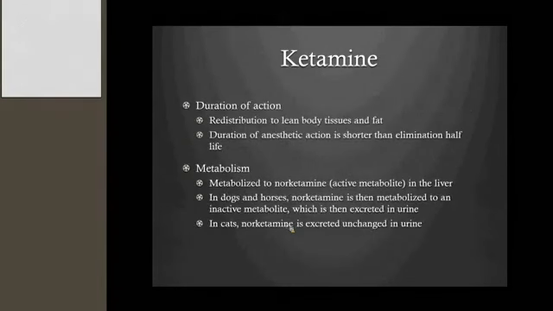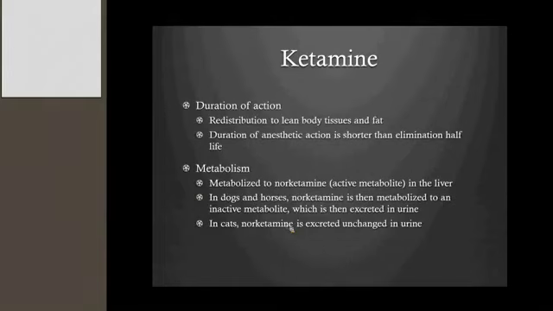The duration of action is dependent on redistribution to lean body tissues and fat. And the duration of the anesthetic action is shorter than the elimination half-life. It's metabolized to norketamine, which is an active metabolite, in the liver. And then in dogs and horses, you have to metabolize the norketamine even further, which is then excreted in your urine. In cats, the norketamine is excreted unchanged in the urine. So you're a little bit dependent on liver and kidneys to get rid of ketamine.